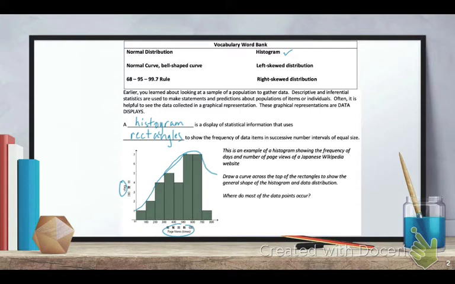So where do most of the data points occur? Well, they occur at the upper end of the page views. So at the right or the upper end of the number of page views. So it's not that most people had a middle number of page views. Most people were at the upper end. And so this is what's called a left-skewed data set.